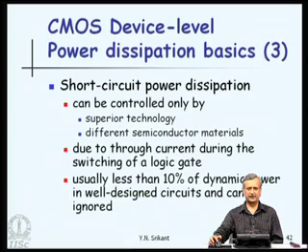The third type of power dissipation is the short circuit power dissipation, and it can be controlled only by superior technology and different semiconductor materials rather than silicon, like gallium arsenide and so on. It is due to the through current during the switching of a logic gate. There is not much we can do to control this. Fortunately, it is less than 10% of the dynamic power in well designed circuits, and it can be ignored.